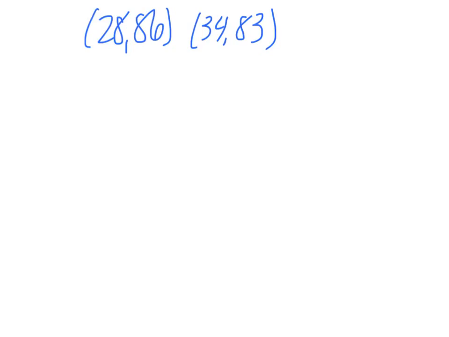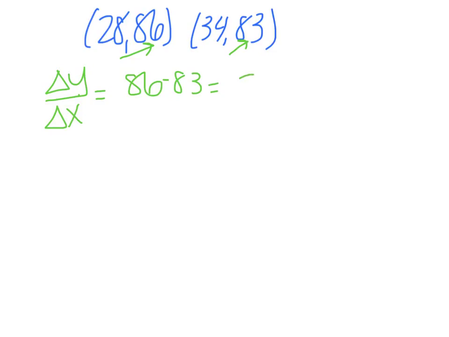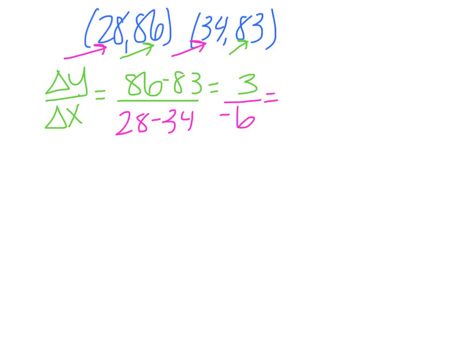The last part of this problem, we're going to take a look at finding the slope of points (28, 86) and (34, 83). So we're going to do the same process. We're going to find the change in y over the change in x. So I'm going to take my 86 minus my 83, which is 3. In the denominator, we're going to do the change in x. So I'm going to take my 28 minus 34, which will give us a -6. This will reduce to -1/2.